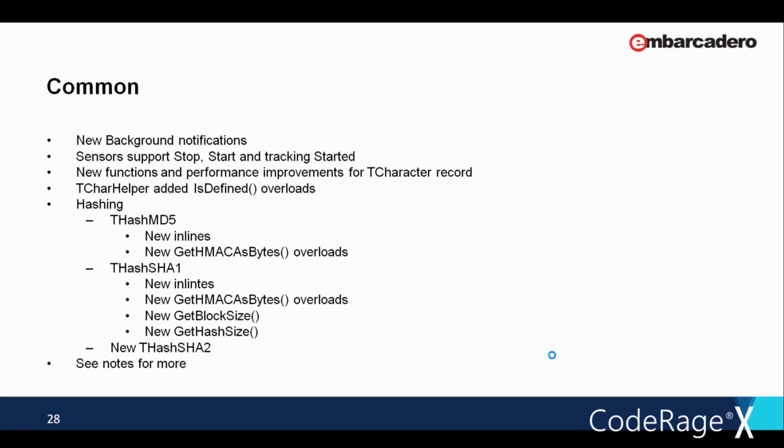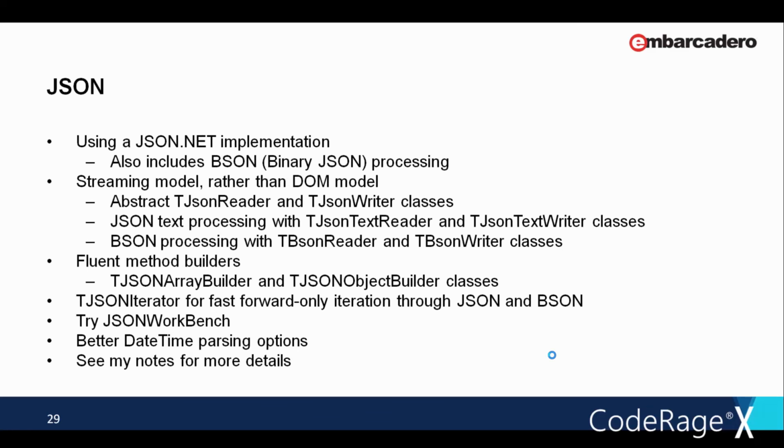TCharHelper is defined overloads for a lot of different things to help you with Unicode and so on. For hashing, THashMD5 has new inline, so it should perform better. There's new overloads for GetHMACAsBytes. THashSHA1 has new inlines. Same thing with the additional overloads, and it also adds GetBlockSize and GetHashSize. There's also a new THashSHA2, and more information is available in my notes for that.